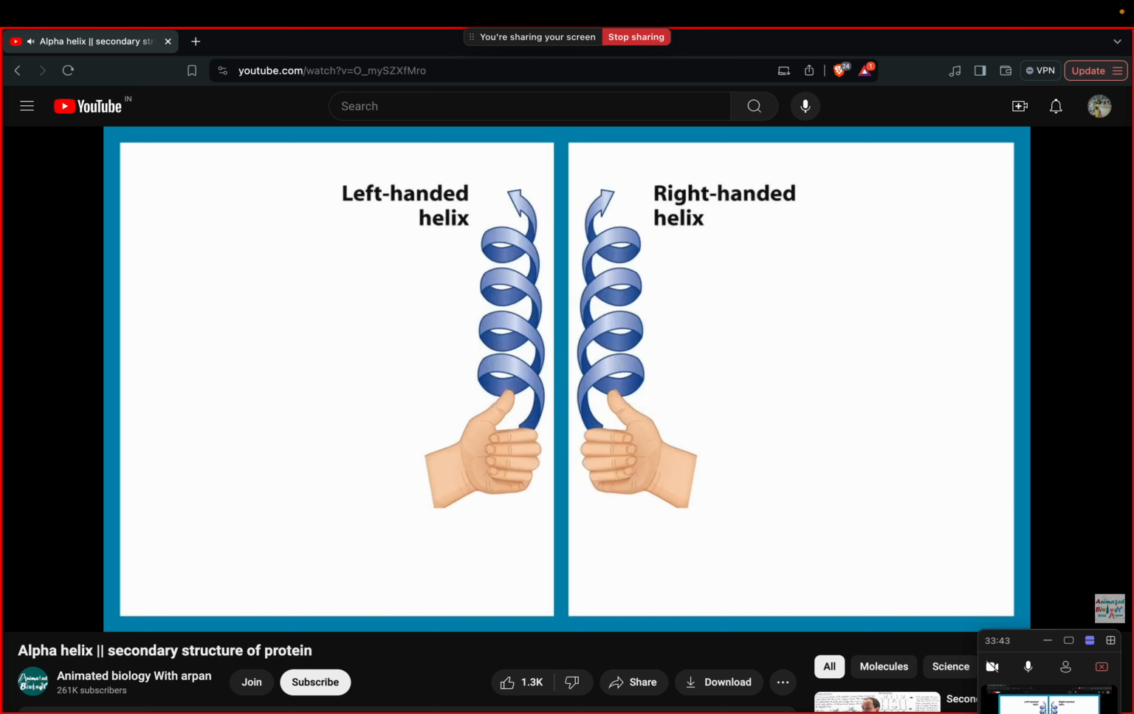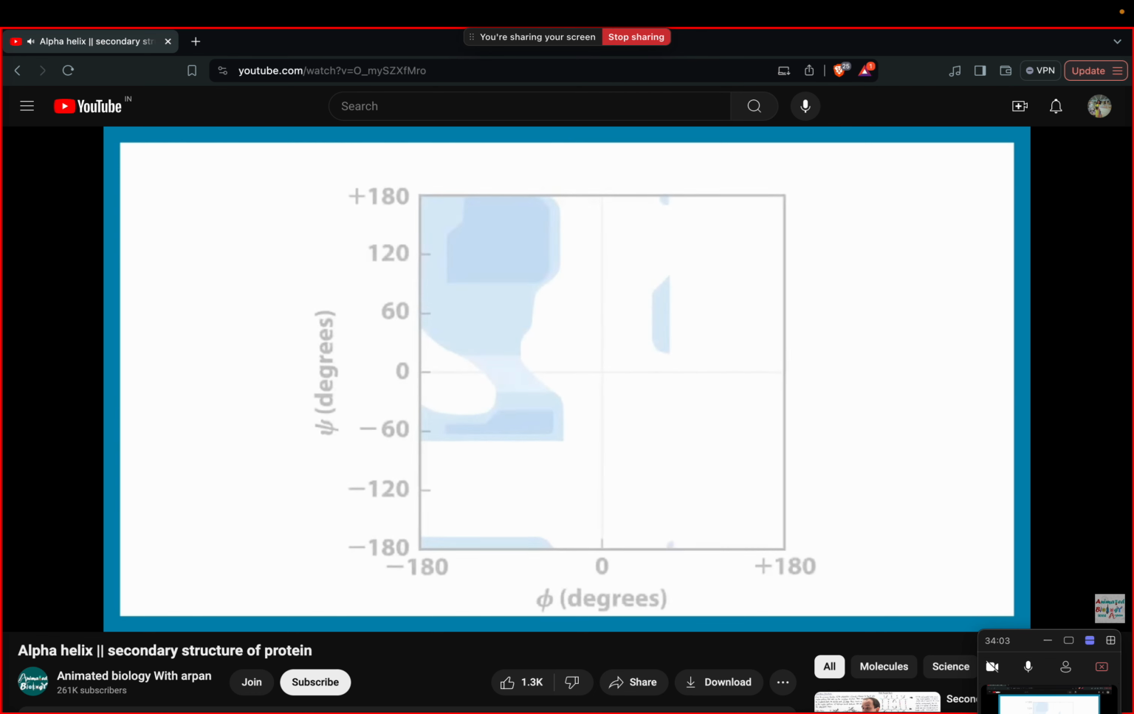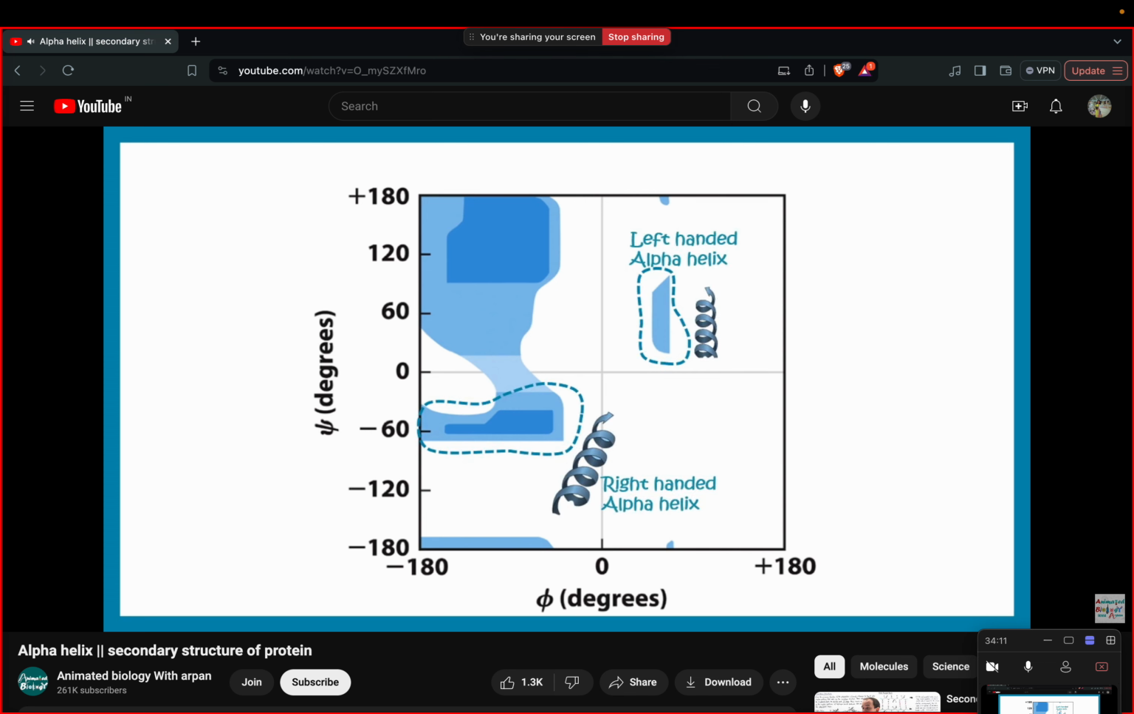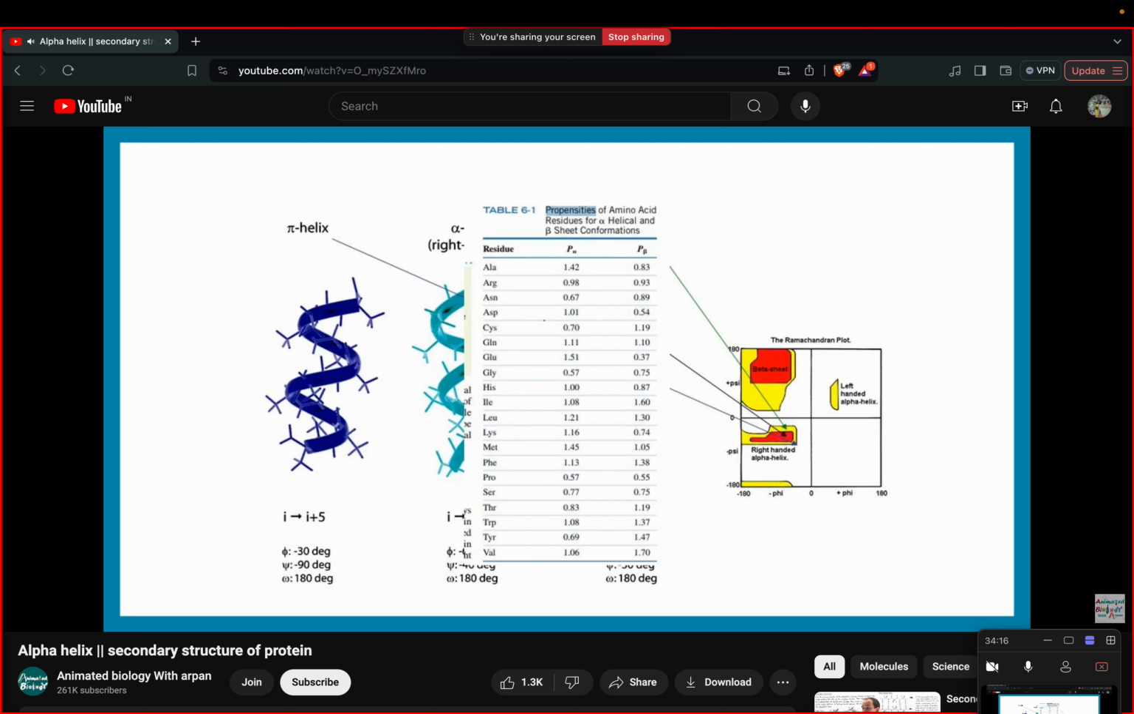Coming to the helix sense, a helix could be right-handed or left-handed. Right-handed helices are the most common ones found in biological systems. It's very easy to understand a right-handed helix. Try to point your thumb towards the helix axis, and your curled fingers' direction would tell you the sense of the helix. Now, an alpha helix which has a left helicity or a right helicity would be found in different locations in a Ramachandran plot as depicted here. Also, there are helix propensities.